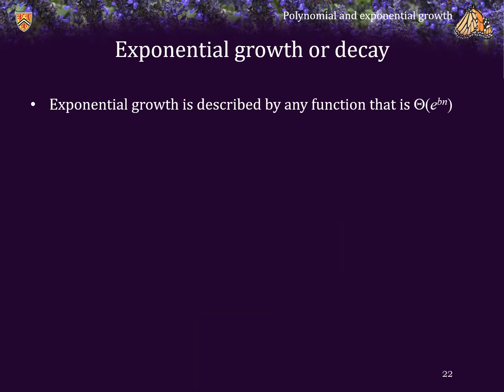In contrast to polynomial growth, it's also possible that natural phenomena may obey approximately either exponential growth or decay, and this is described by any function that is big theta of e to the bn, where b is some non-zero real value and n is usually in terms of time. So, for example, this may include radioactive decay.